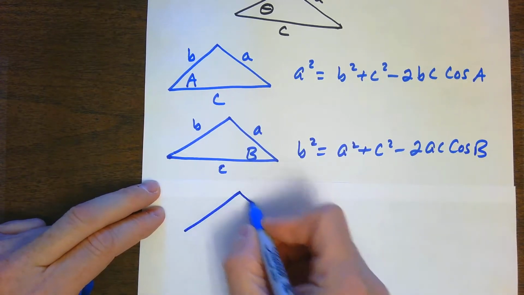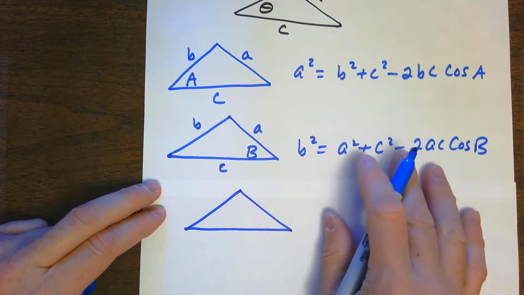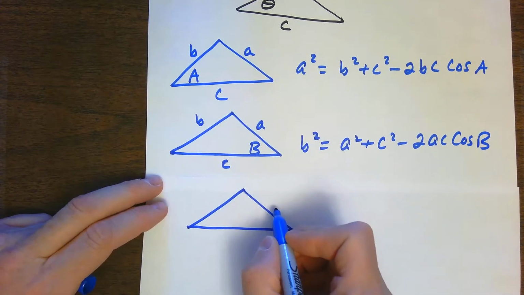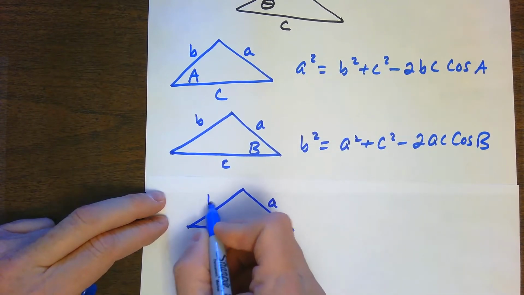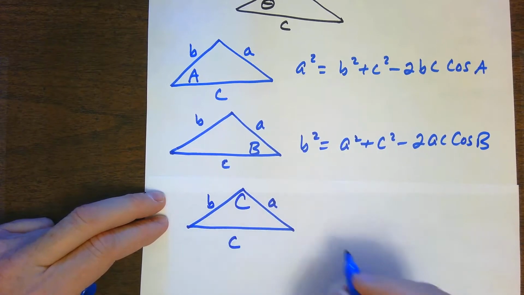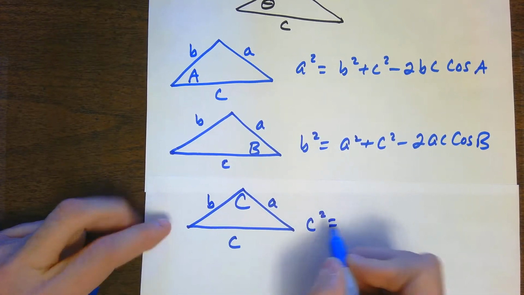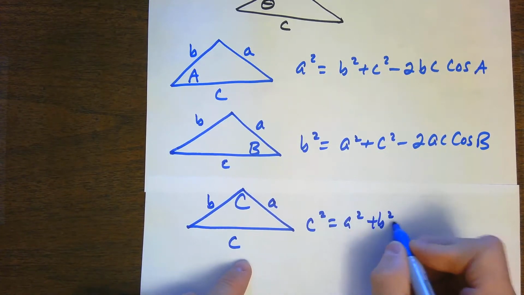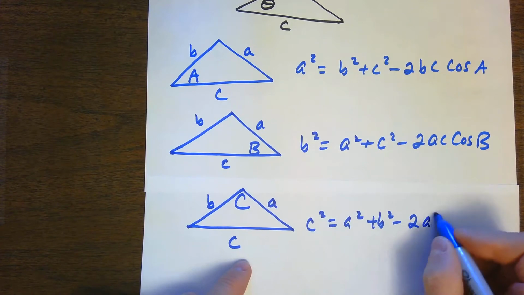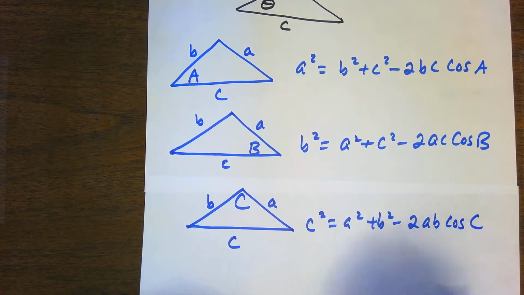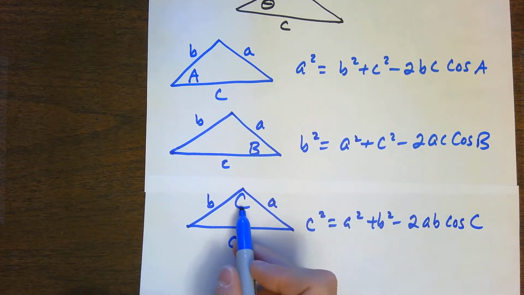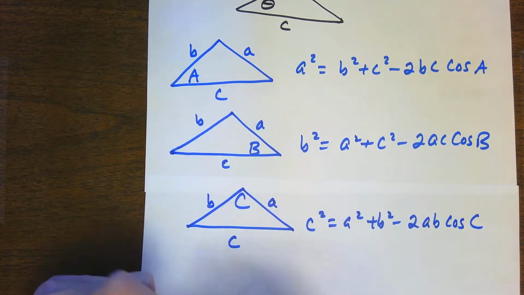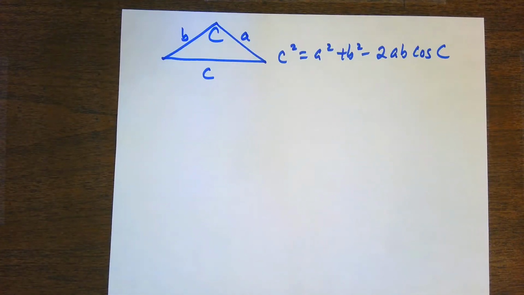says if I have, and again, I'm trying to draw triangles that are not right triangles, sides A, B, and C, and this angle C, then c squared, the side opposite, is going to equal a squared plus b squared minus 2ab cosine angle C. So the capitals are the angles, the lowercase are the lengths of the sides opposite from them. All right, let's see how this works. Let's look at a sample problem now.